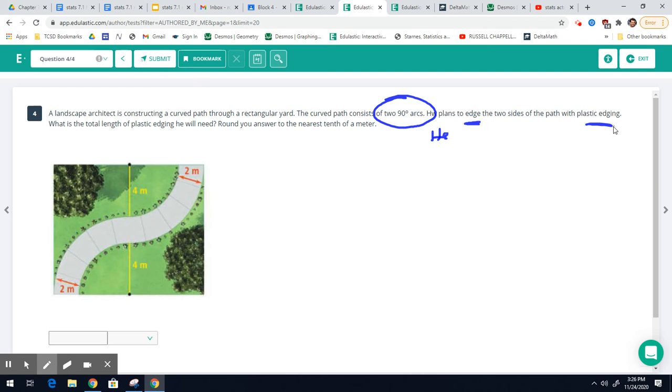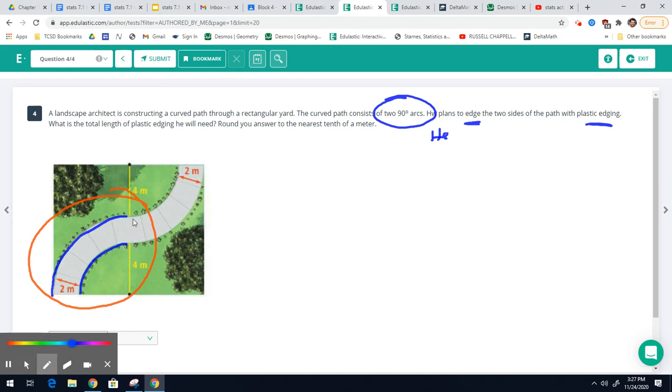What is the total length of plastic edging he will need? Round your answer to the nearest tenth of a meter. So the idea is the following. We have two identical sides of this picture. So let's do this left side here. We have an outer part to the walkway that needs to be edged and an inner part that needs to be edged. And I hope you can see that this space here is identical to this space up here. So we're going to find these two lengths and we're going to double them because there's a set of two. Now, the 90-degree arcs come from this 90-degree angle.